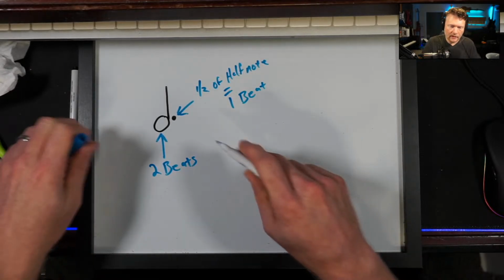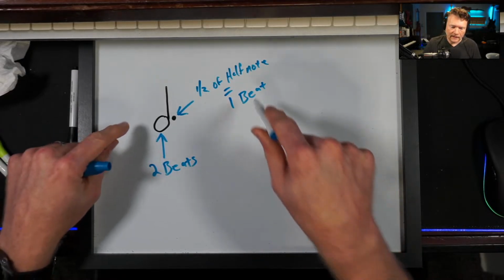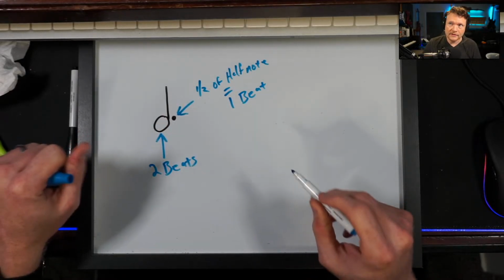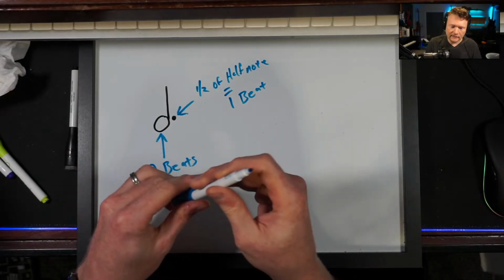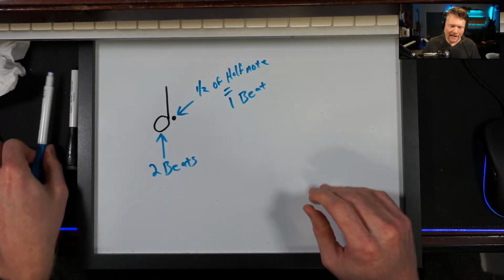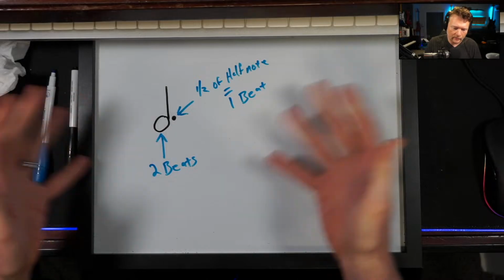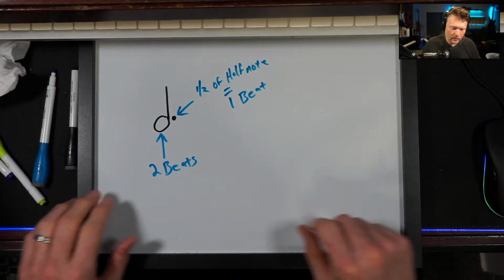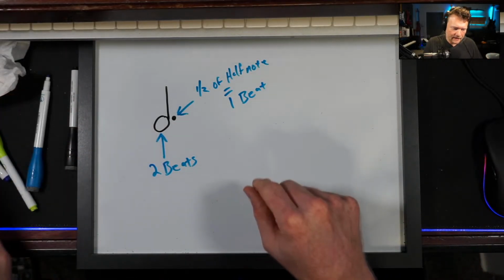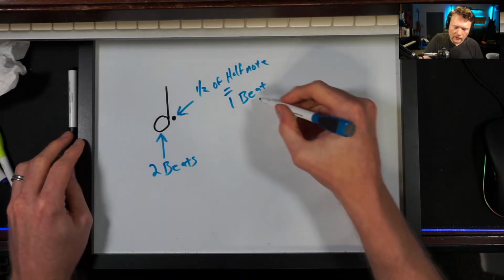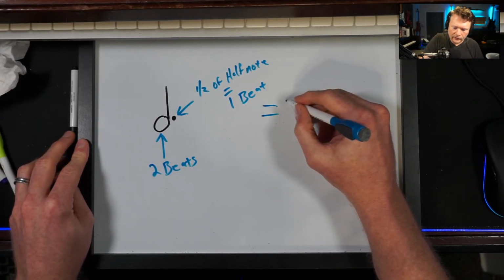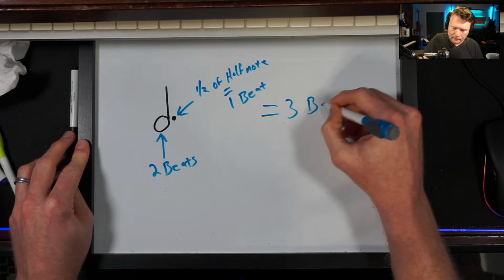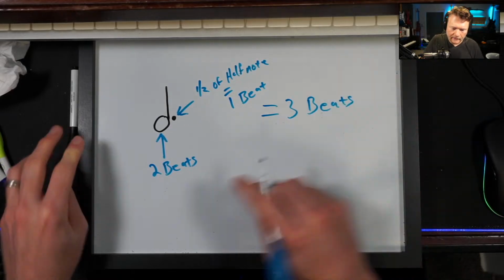Where it gets confusing is later on when we do notes other than half notes, which brings up some difficulty. You just have to do a math problem basically to figure this out. It's pretty simple though. Essentially this total thing is going to be held for 3 beats. Okay, so that makes sense.